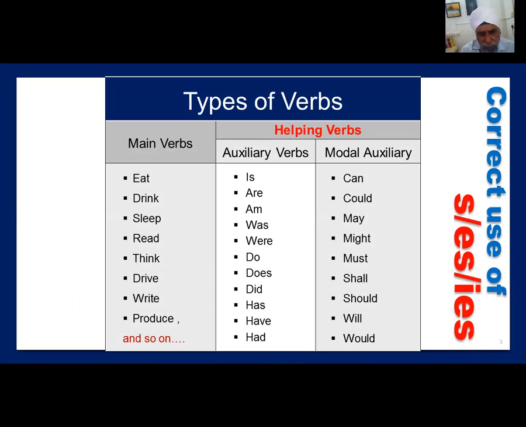Then we have two types of verbs. One is main verb, and then we have helping verbs. Helping verbs themselves have been divided into two categories of auxiliary verbs and modal auxiliaries. While main verbs or action verbs are in thousands, helping verbs, that is modal auxiliaries and auxiliary verbs, are only what is given in this slide. So we have two types of verb, main verb and helping verb. Again, helping verb itself has been divided into two categories, auxiliary verb and modal auxiliaries.